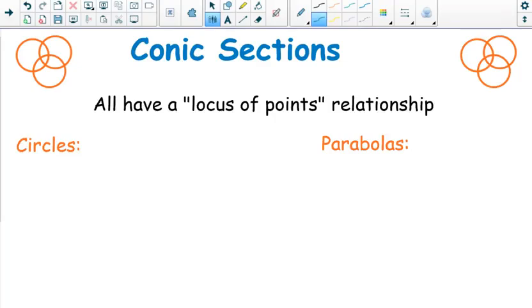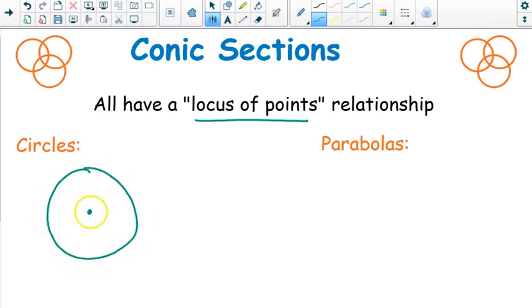We're continuing to learn about conic sections, and one thing to note is that all conic sections have what we call a locus of points relationship. So if we look at circles, here's my nice circle and a center, and we know that a circle is a locus or set of points with a certain characteristic: every single point on the circle is the same distance from the center. We call that the radius. So it's a locus or set of points with that distance relationship.